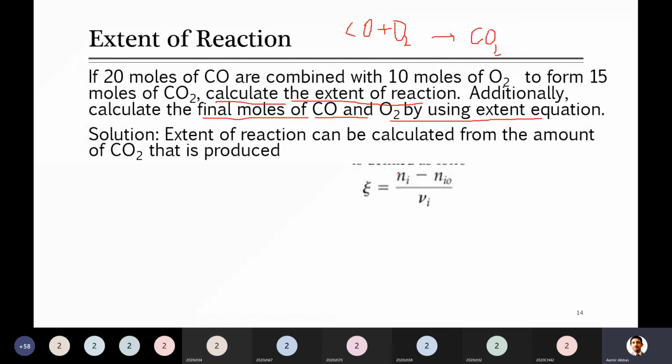How can you tell me that? How can I find these numbers? I mean, how can I use this equation to find the extent of reaction of this reaction? Based on your own opinion, tell me, for CO, can I use this? For O2, can I use this? For CO2, for which one should I use this?